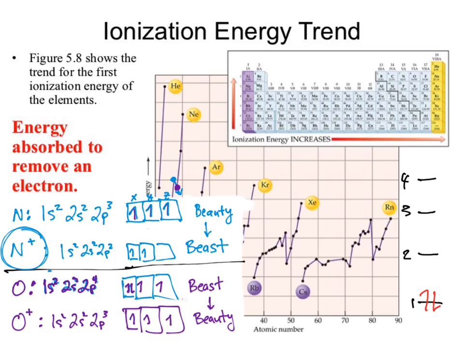You're like, no, you can't hit me with that. You're going to fight back, which means there's going to be more energy going in. So when we look at nitrogen, it needs even more energy to ionize because we're forcing it to become a beast. It's not happy about that, so its ionization energy spikes. What happens to oxygen?